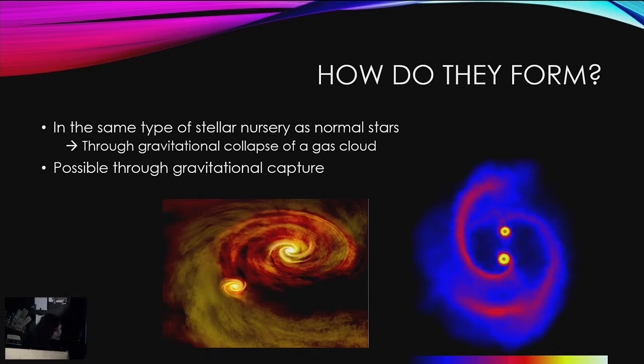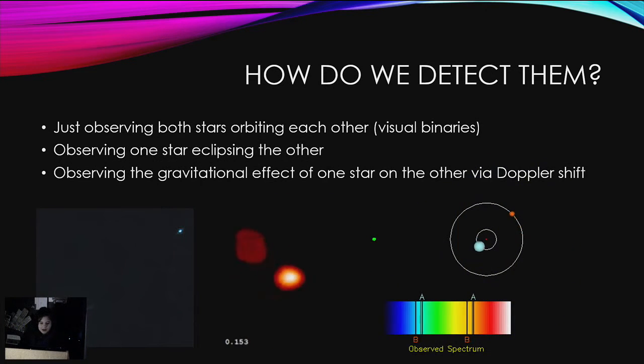As you can see in this picture, binary stars can also form accretion disks, so this means they can also have planets. They can have orbiting clouds of gas and dust, which means binary stars can have planets orbiting them. They're pretty cool. So, how do we detect binary stars?